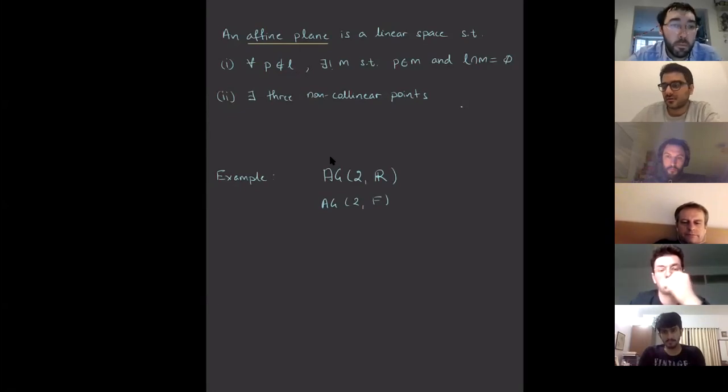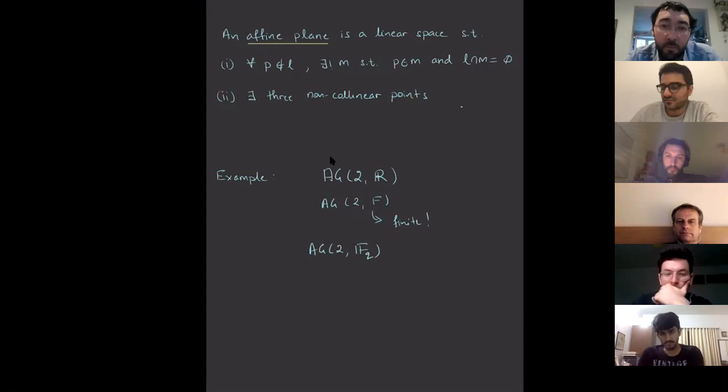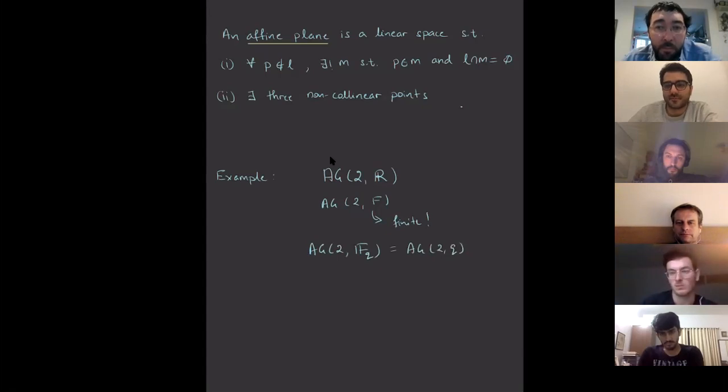And that's where we realized that this could be finite. Right? So there could be a finite affine plane by just plugging in a finite field there. And I will denote this finite affine plane over the finite field F_Q by AG(2, Q), where Q is a prime power.